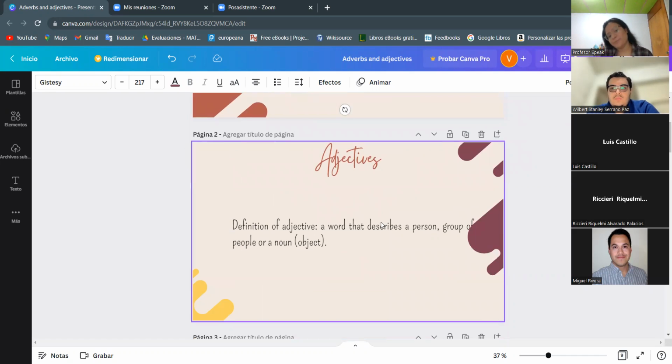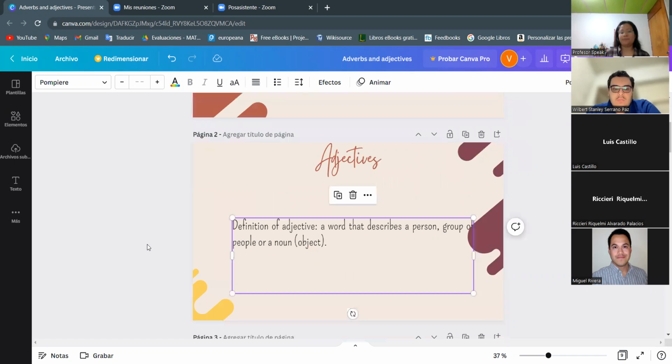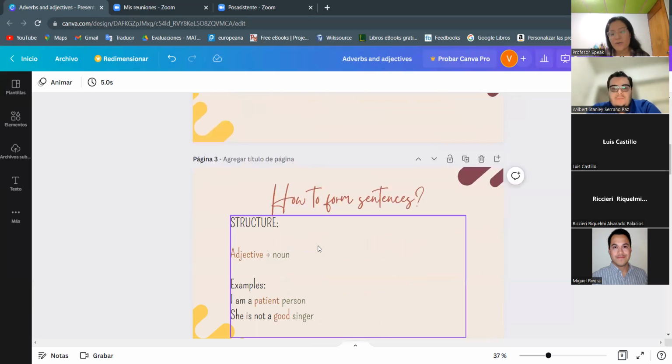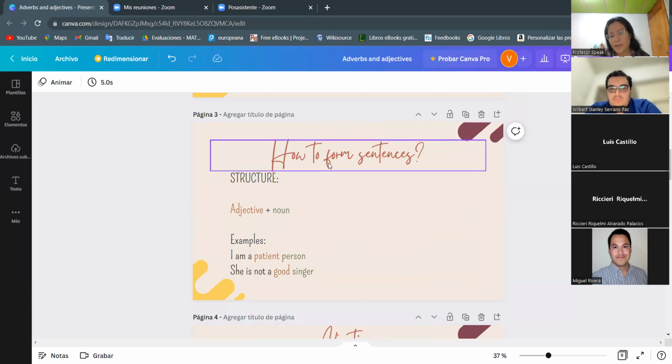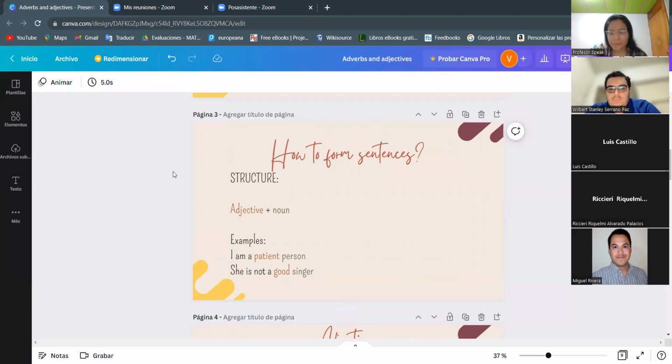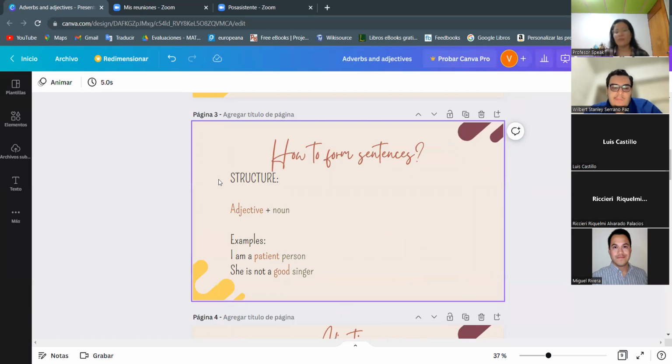Adjectives. Wilber, can you help us read the definition, please? Definition of adjective: a word that describes a person, group of people, or a noun, object. Good. Thank you. So, Riquelme, how do you form sentences? Can you help us reading, please? How to form sentences, structure: adjective plus noun. Example: I am a patient person and she's not a good singer. Good. Thank you.